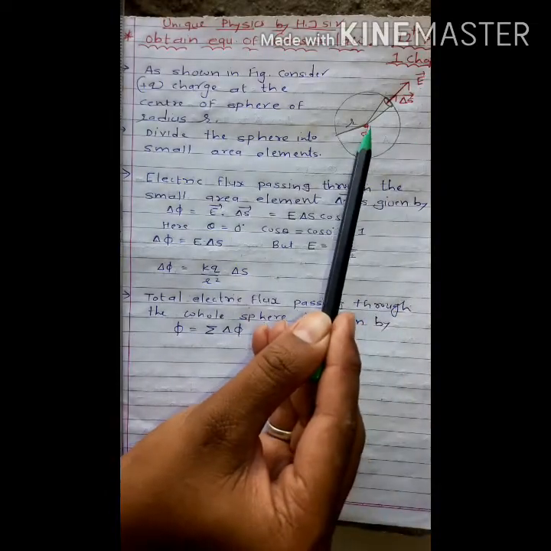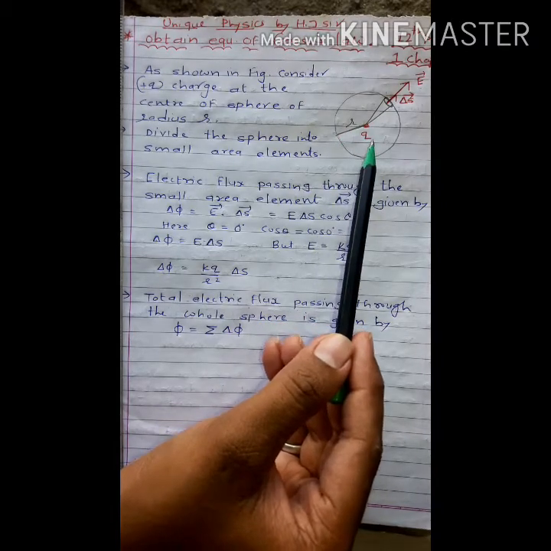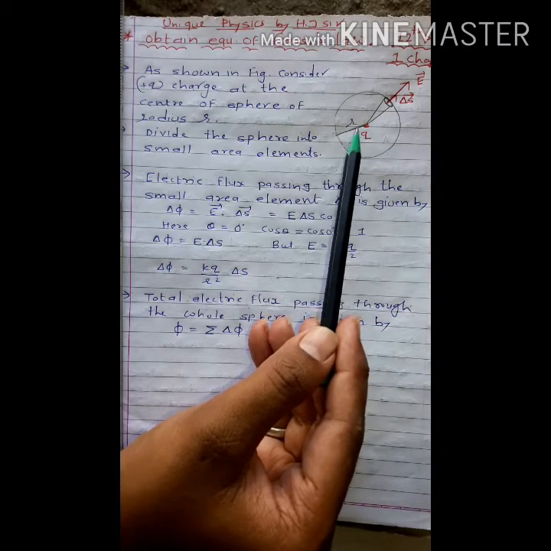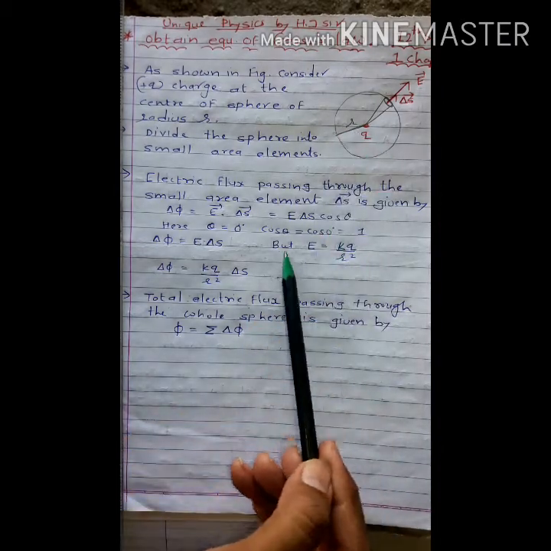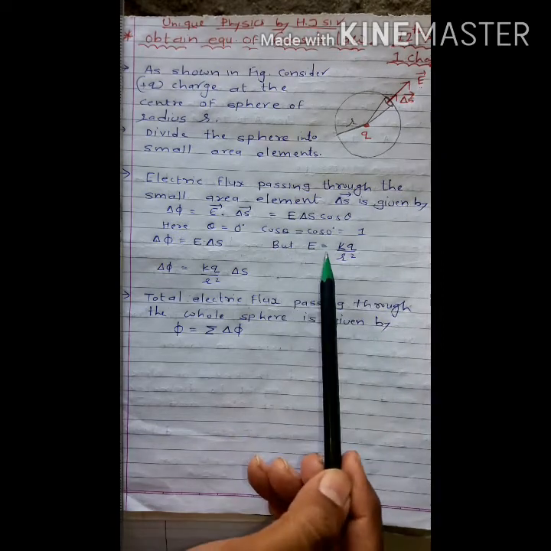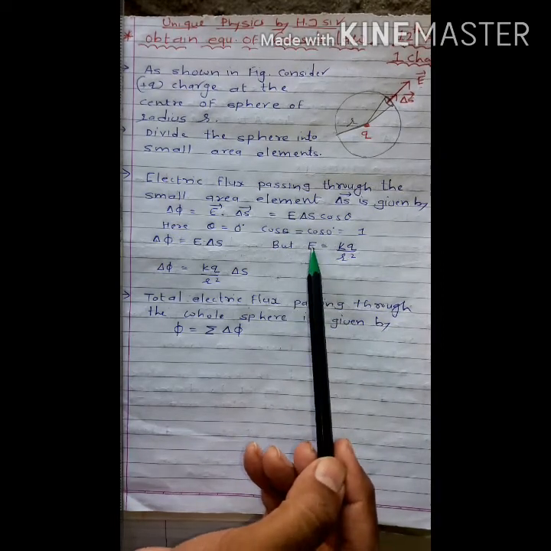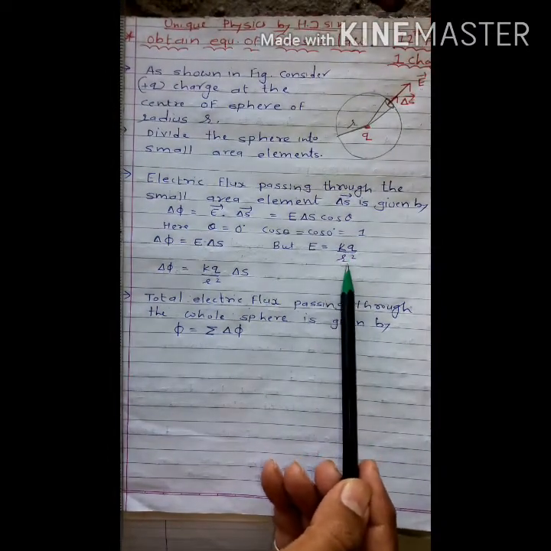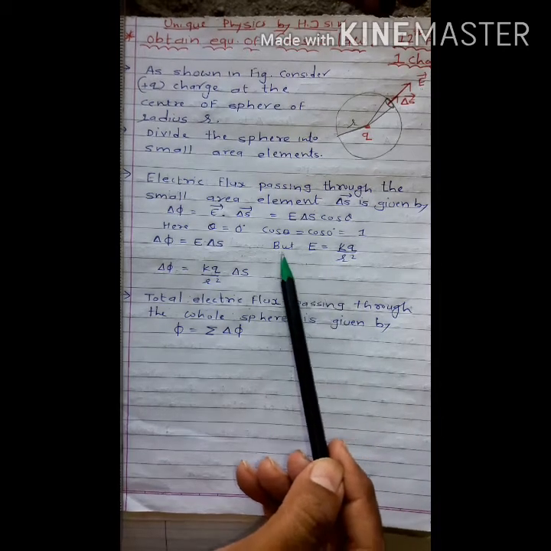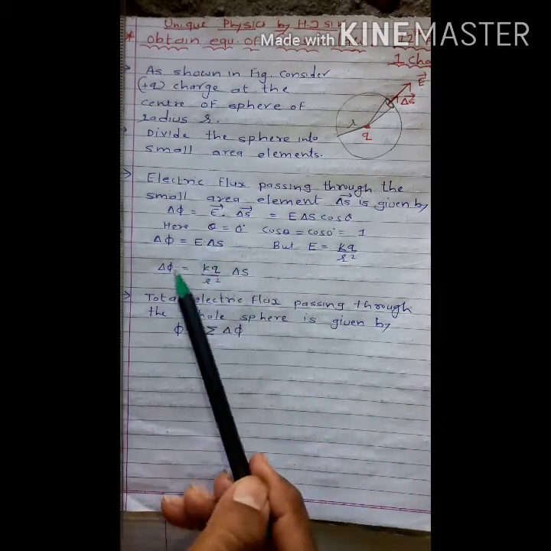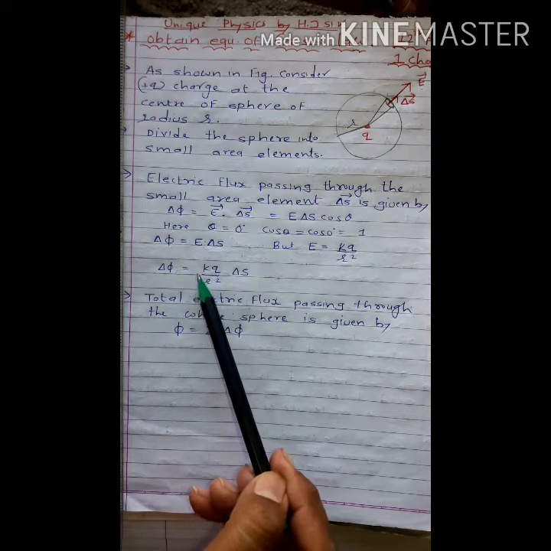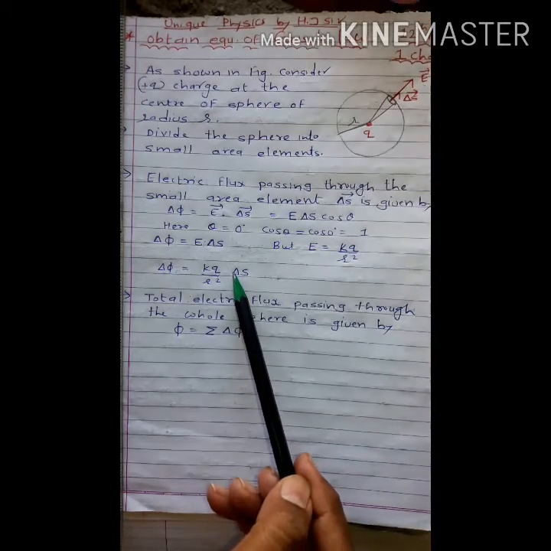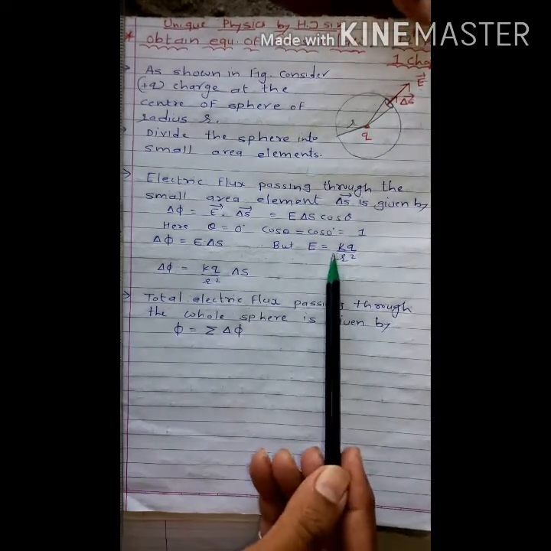Here we have a small q charge and distance small r. The equation of electric field produced by this charge at distance r is given by kq upon r square. This is our equation of electric field due to a point charge, so E is equal to kq upon r square. Using this in the equation of delta phi, delta phi is equal to kq upon r square into delta S.